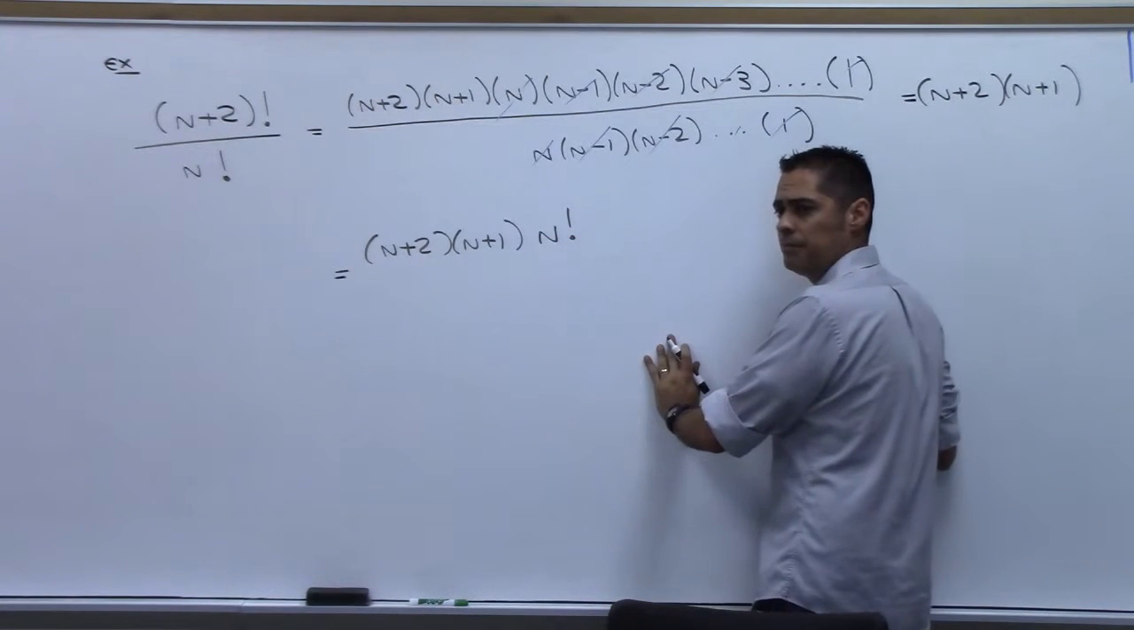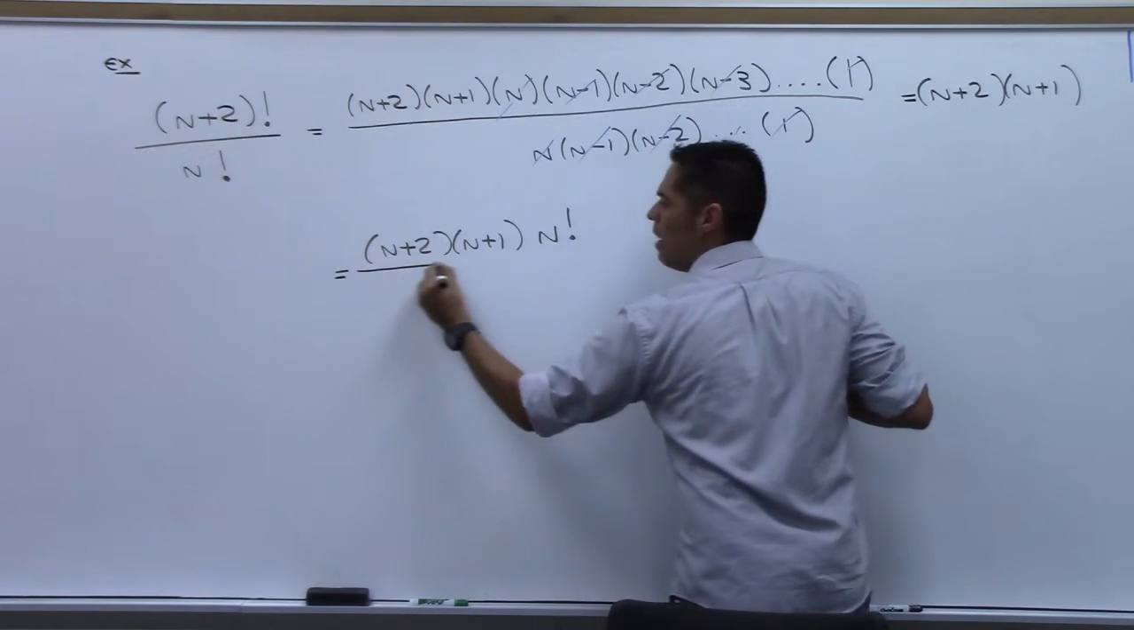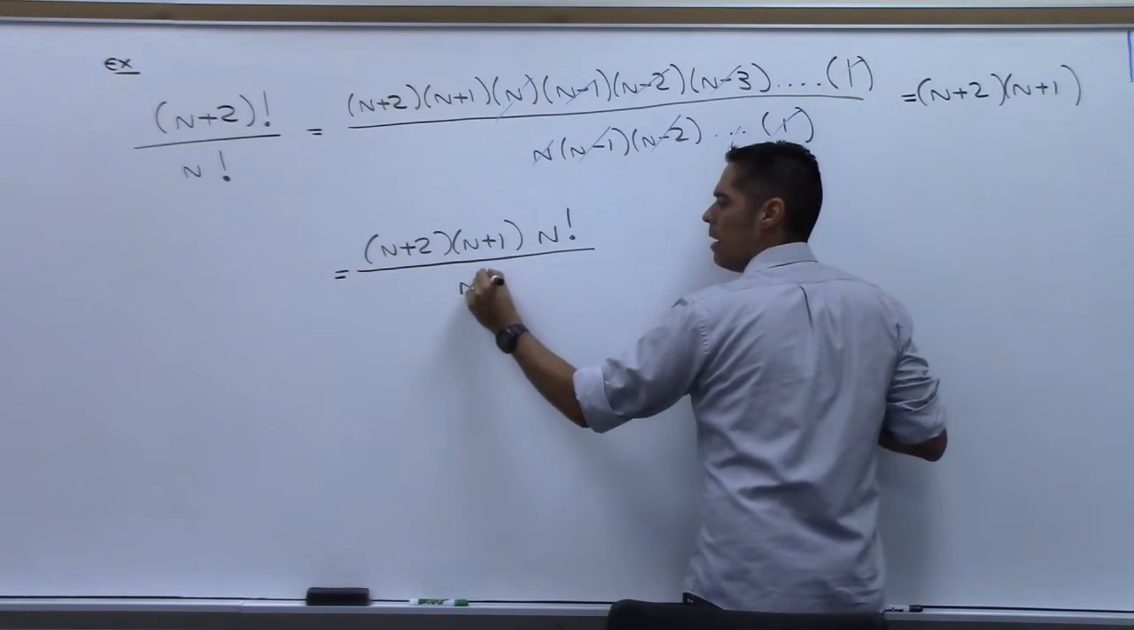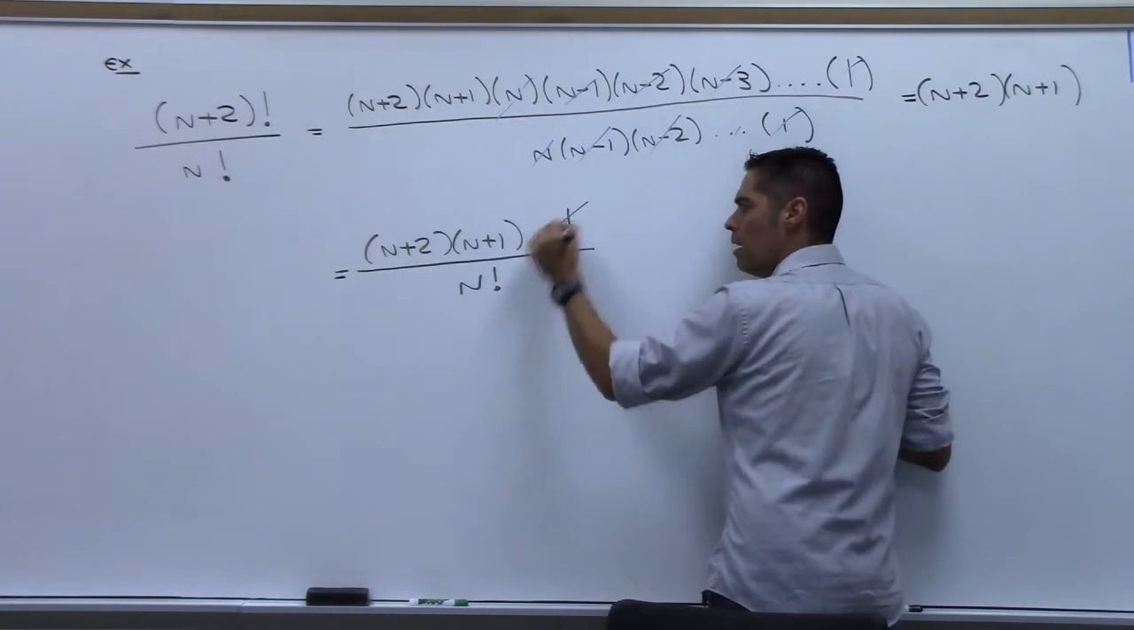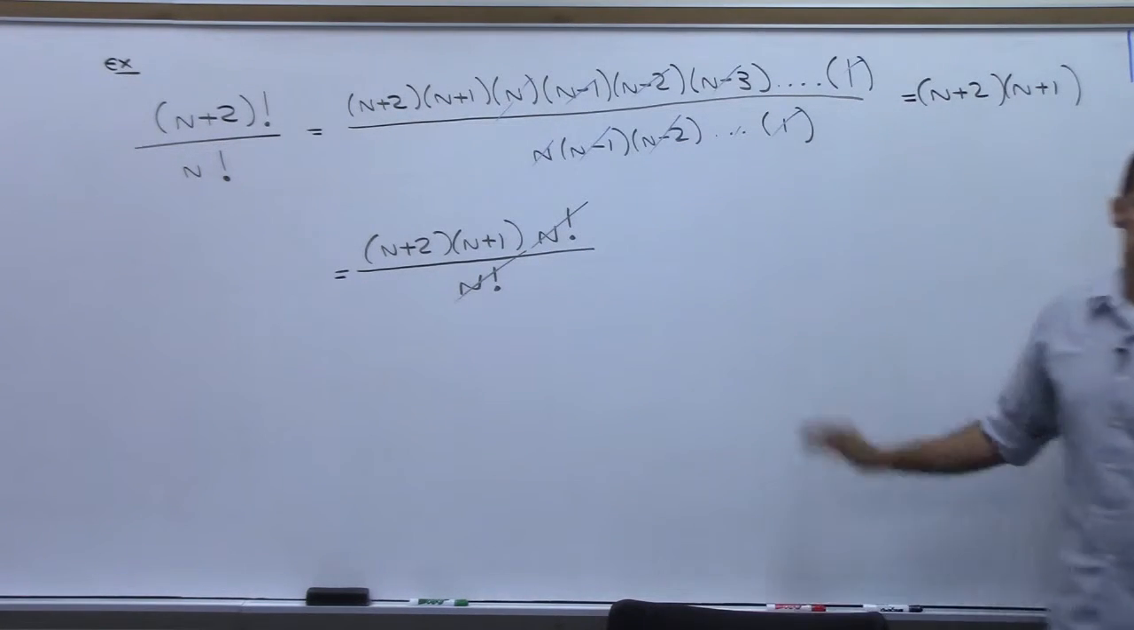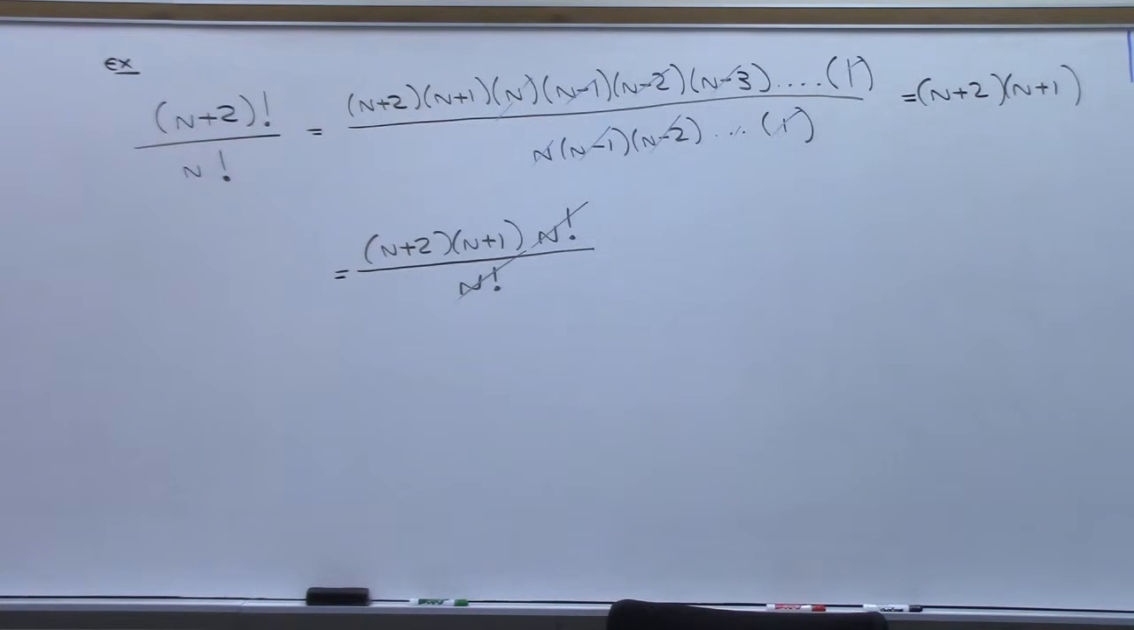Do you agree? Yes? Divided by what? N factorial. And they cancel here. See the difference between doing it that way? It's just cleaner, quicker. You get the same result, don't you?